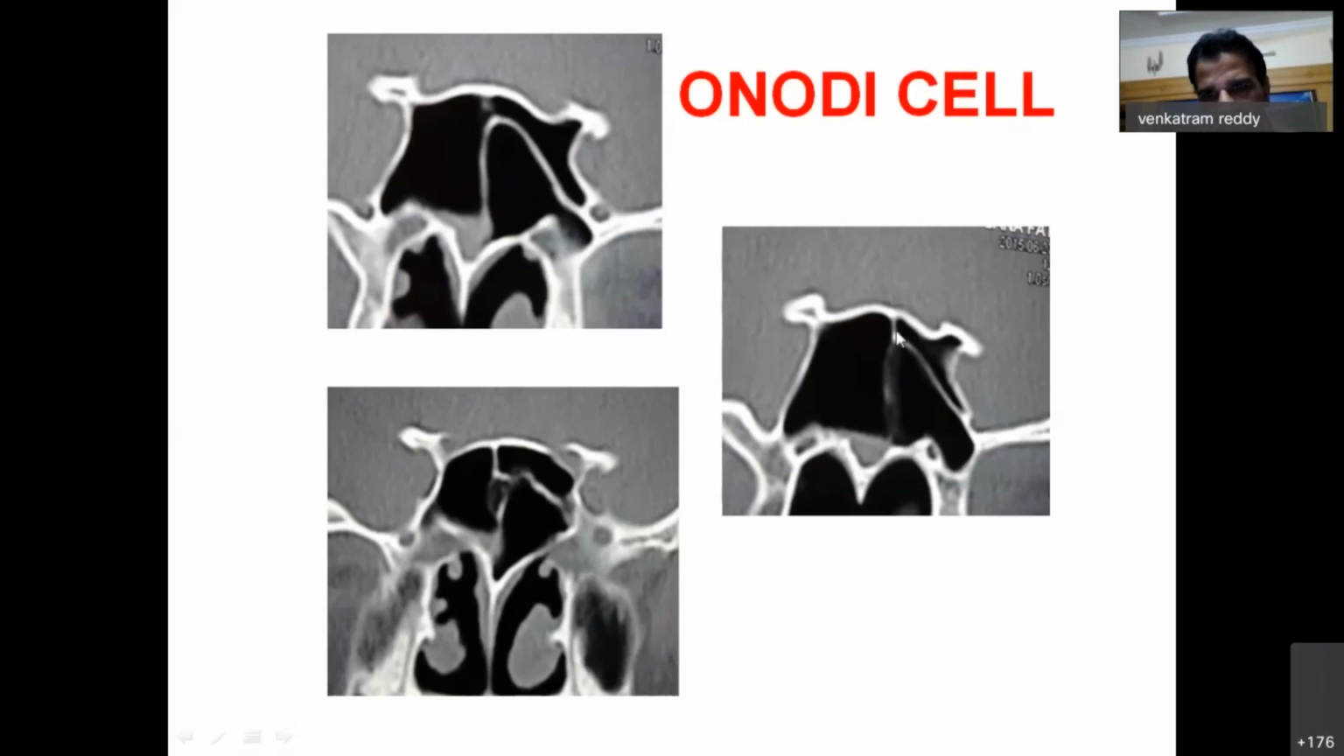Same thing, a horizontal septation in the top of the sphenoid or upper half of the sphenoid, which is an Onodi cell. You see here, this is a sphenoid on both sides. This is a right, left. This is the Onodi cell in the top.